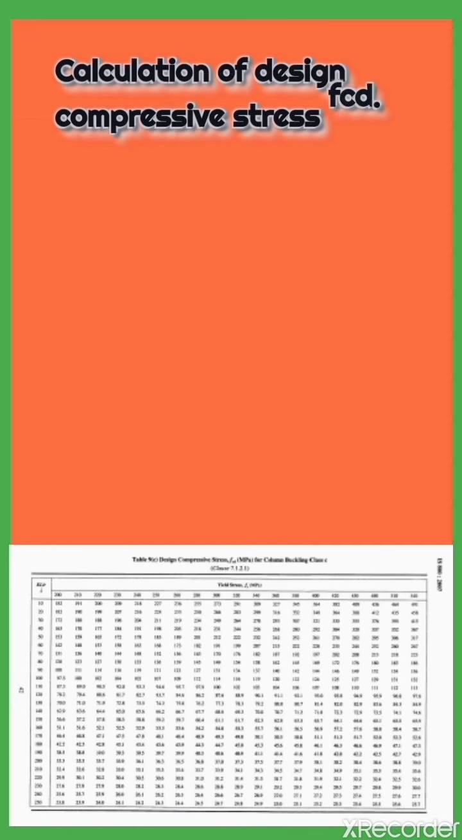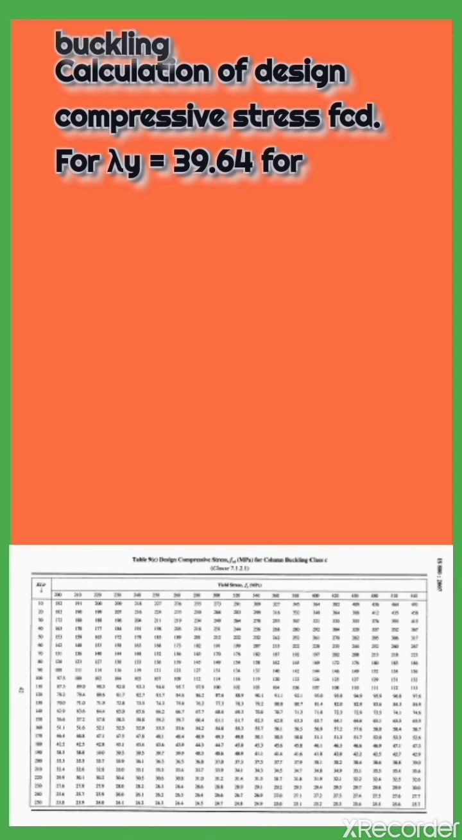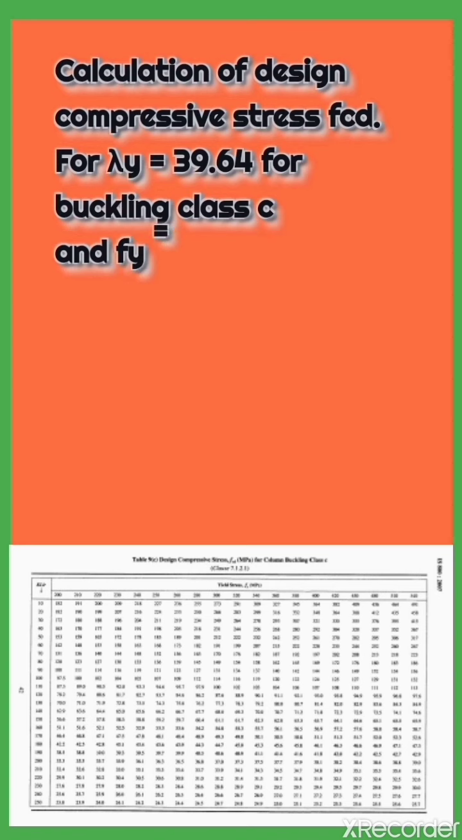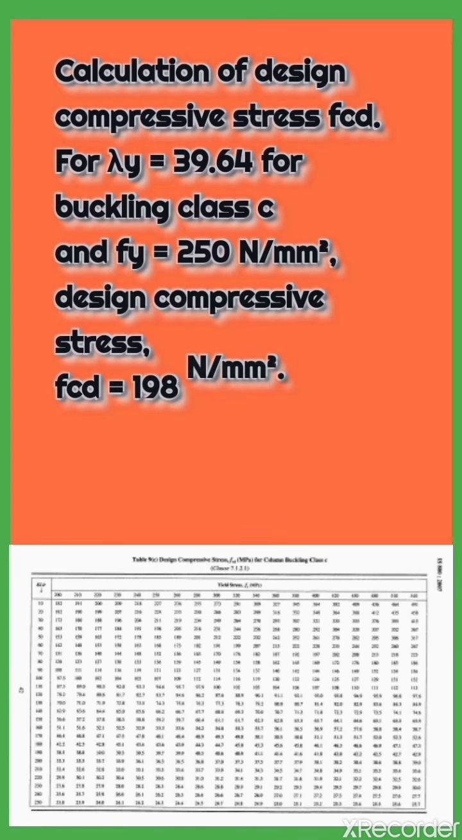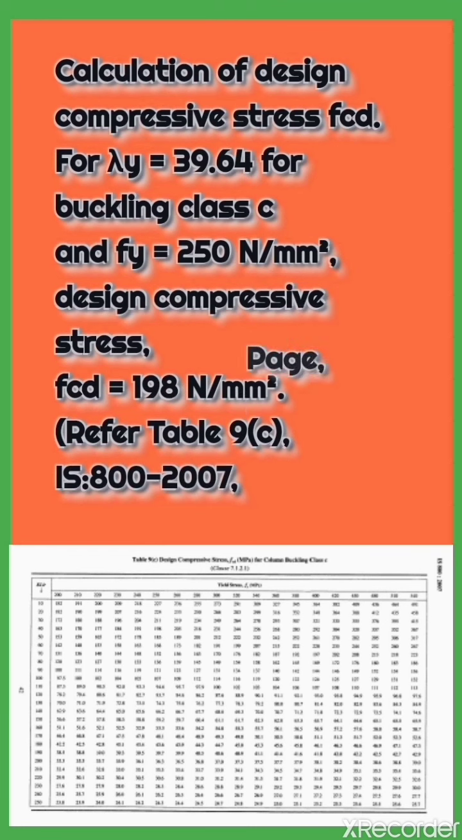Step 5. Calculation of design compressive stress FCD. Refer IS 800-2007, Table 9C. For lambda y equals 39.64, for buckling class C and for Fy equals 250 Newton per square millimeter, with the help of interpolation, the design compressive stress FCD equals 198 Newton per square millimeter.